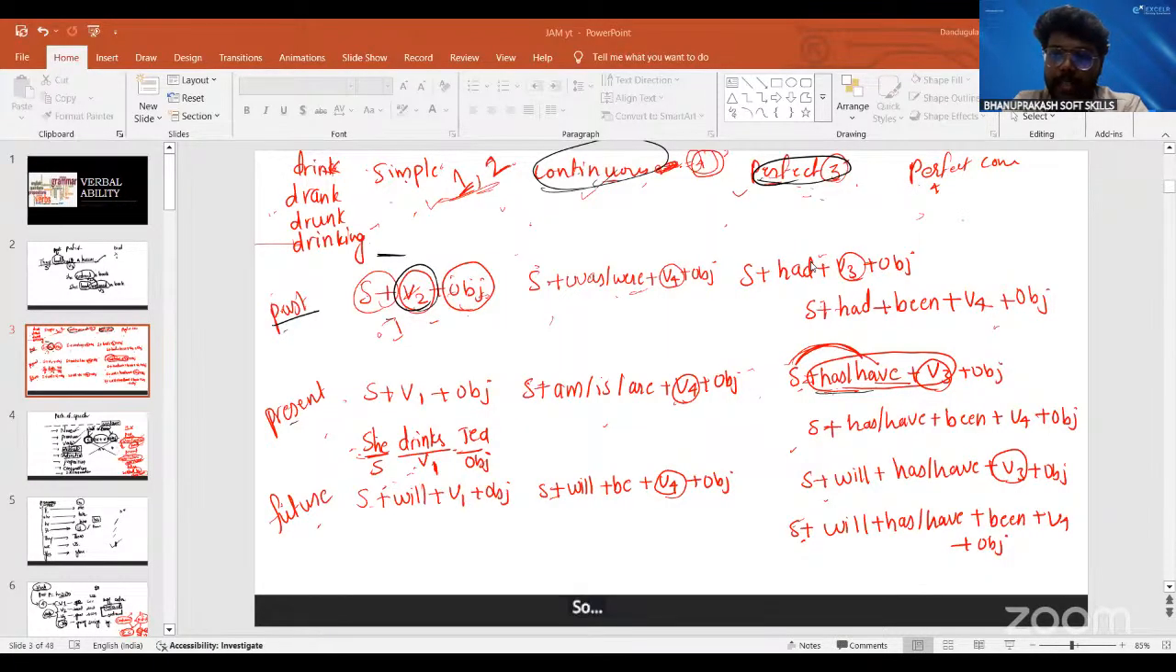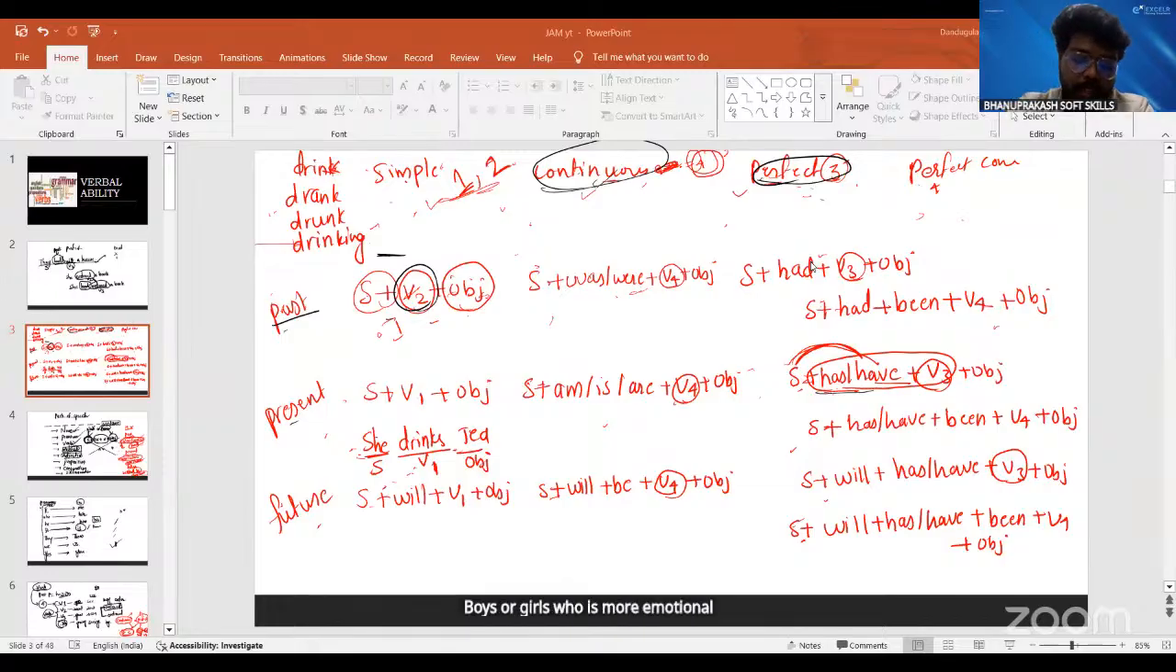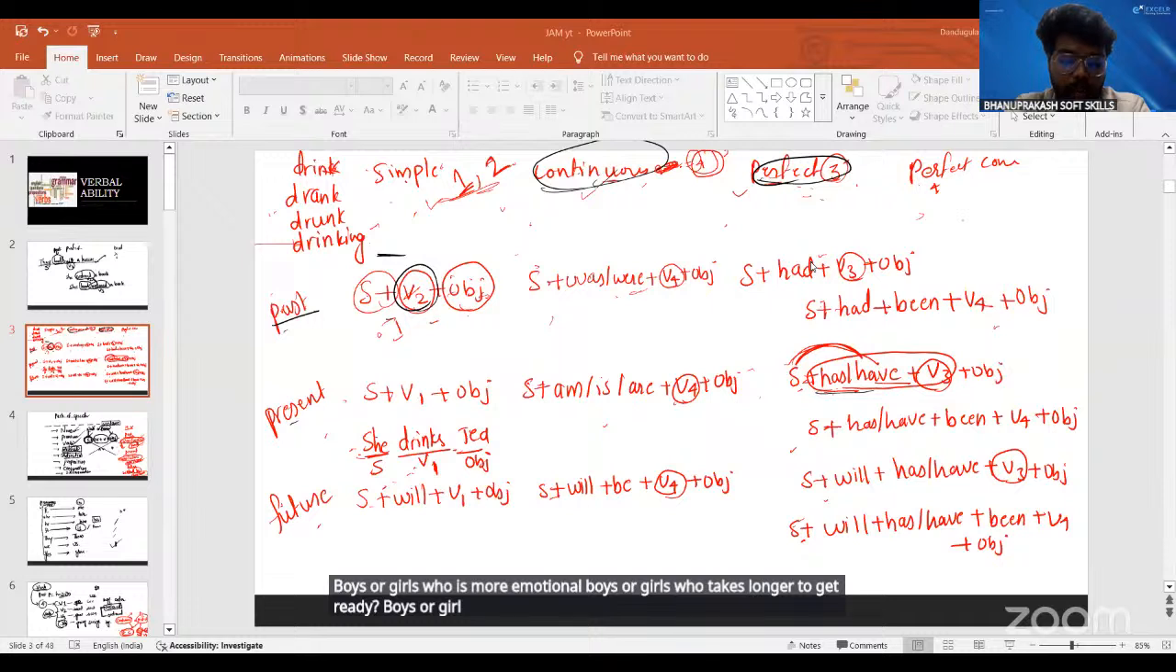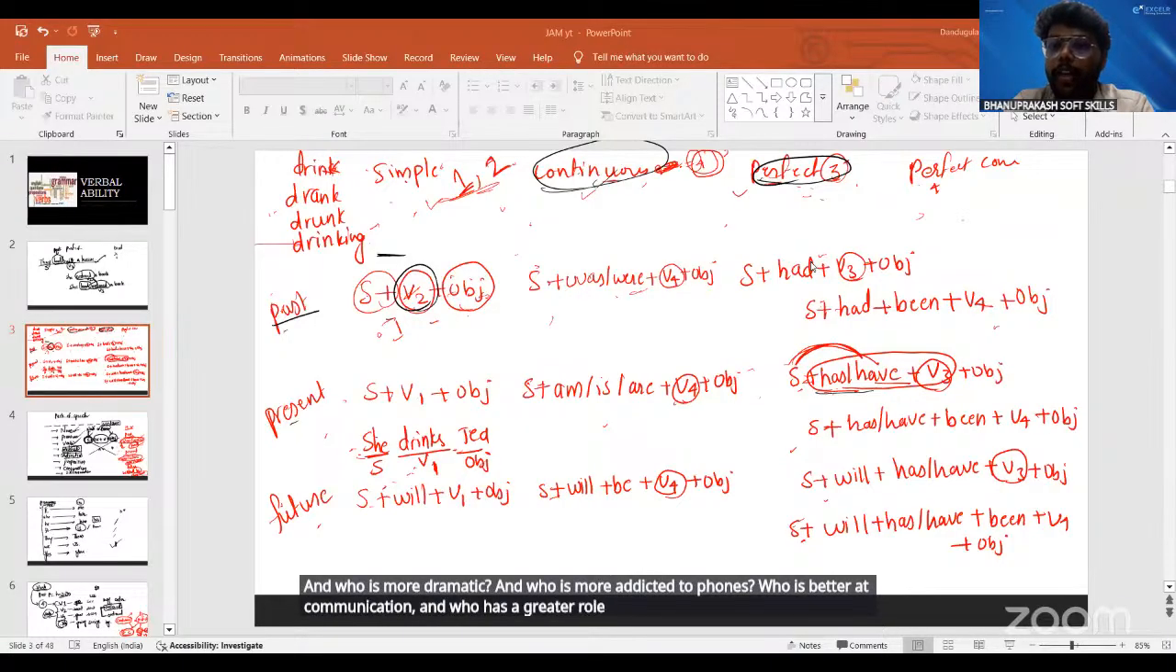You can consider things like who lies more, boys or girls, who spends more money unnecessarily, who is better at multitasking, who is more emotional, who takes longer to get ready, who is better at keeping secrets, who overthinks more, who is more dramatic, who is more addicted to phones, who is better at communication, and who has a greater role in growing the child.